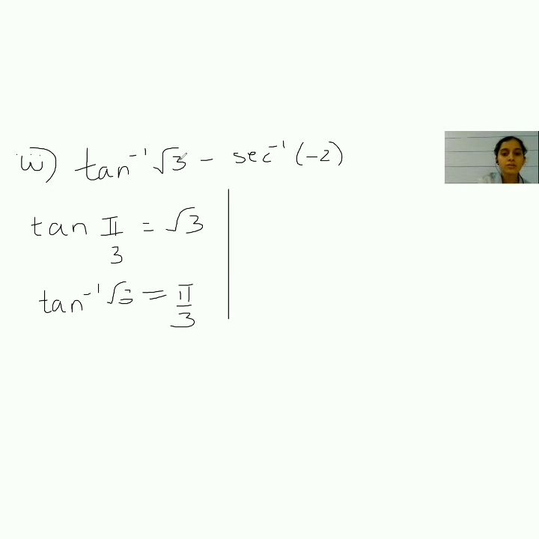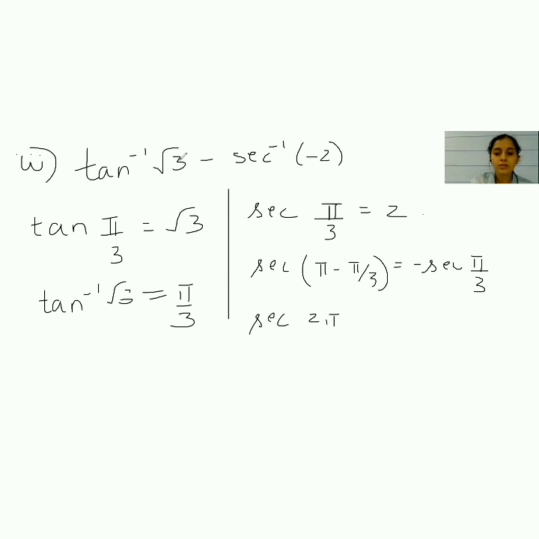Okay, and sec inverse of minus 2. So first let's find the positive value. Sec of what is 2? So we have cos of 60 is half. So sec of 60 will be 2. 60 is pi by 3. Okay, but we want minus 2. So we write sec of pi minus pi by 3, which is equal to minus sec pi by 3. Okay, now what is this? Sec of 2 pi by 3 is equal to minus 2. Therefore, sec inverse of minus 2 is equal to 2 pi by 3.